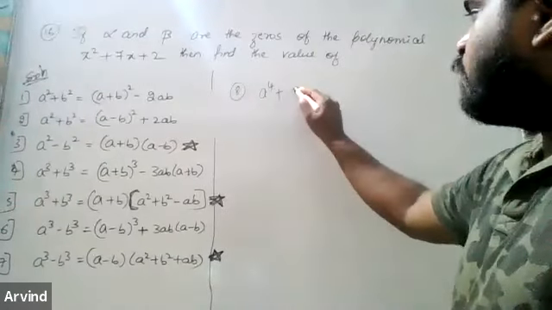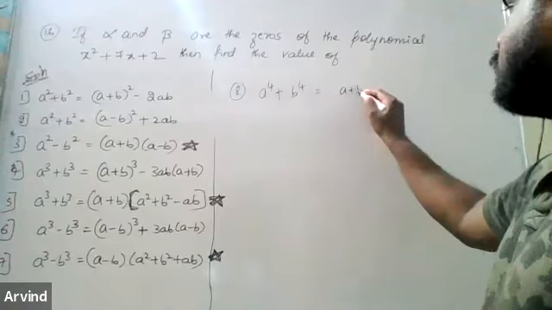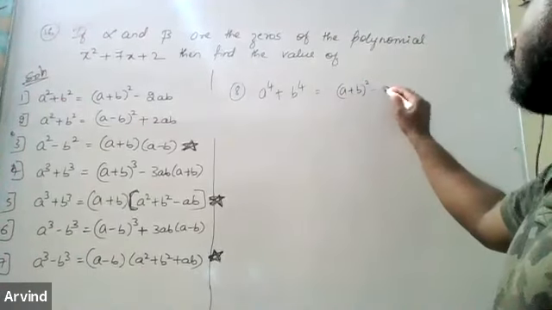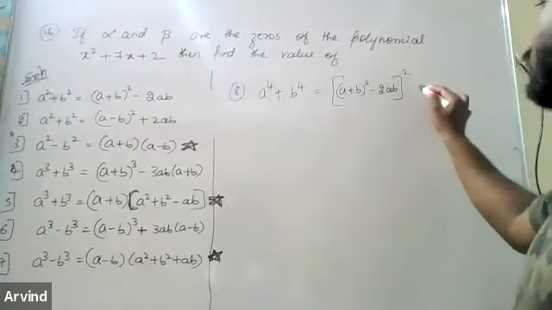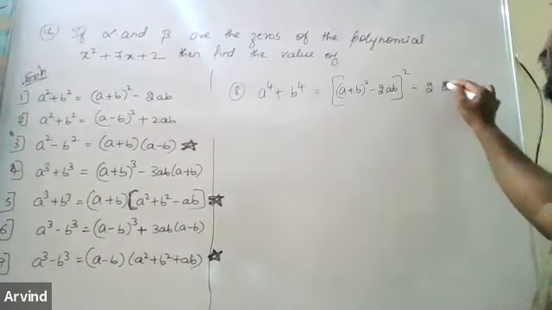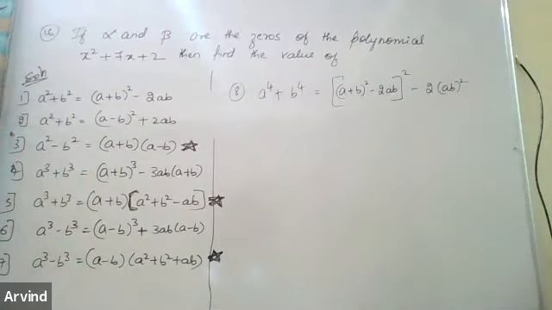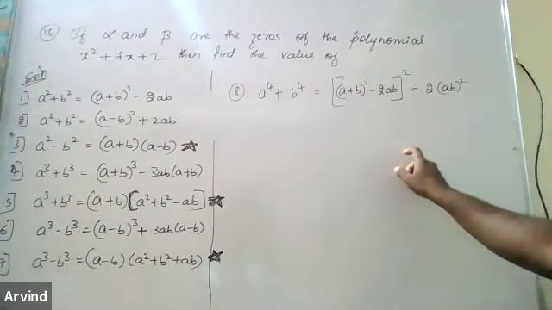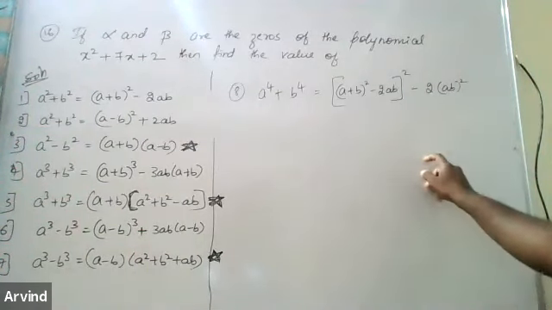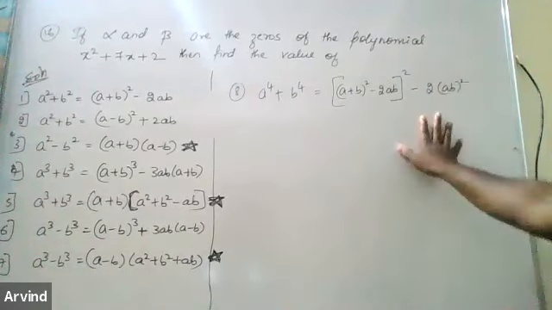A power 4 plus b power 4, we write as a plus b whole square minus 2ab the whole square. Yeah, this is the formula.